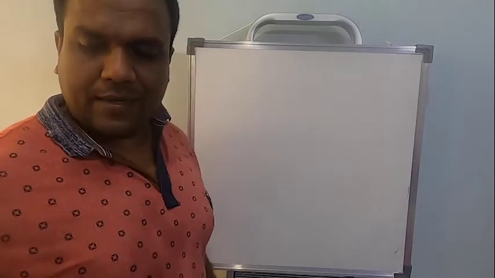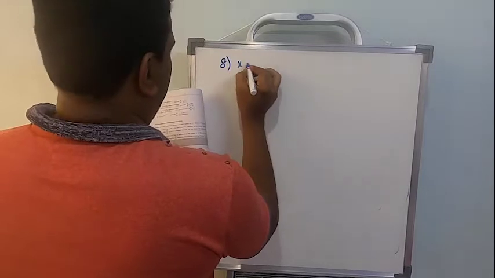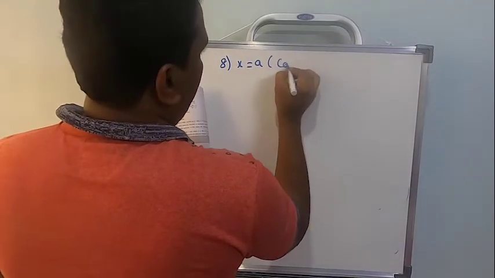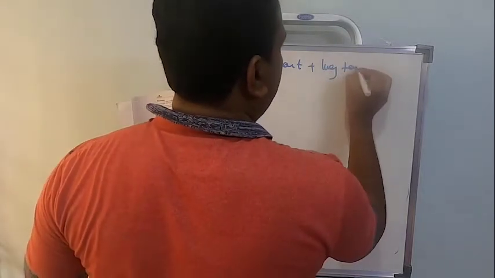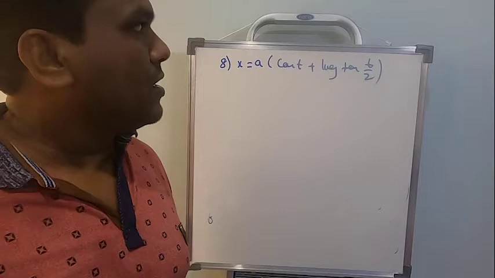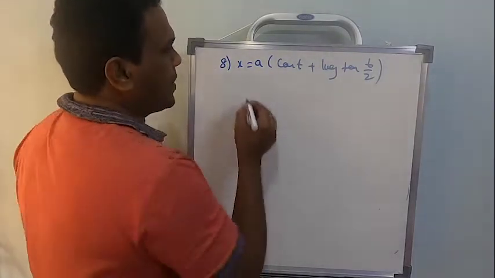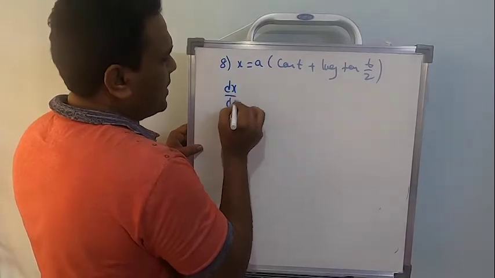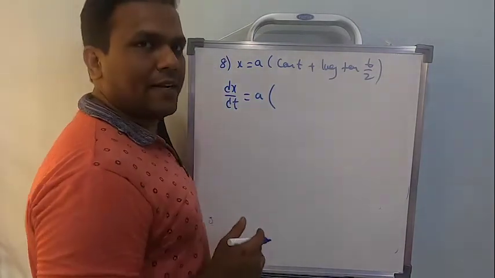Problem number 8 is given by x equal to a into cos t plus log of tan t by 2. We'll take y later. So first let us find out this. Notice it's a function in terms of t. So the parameter is t. So let's consider dx by dt. a is a constant. According to rule number 1, let's retain this.